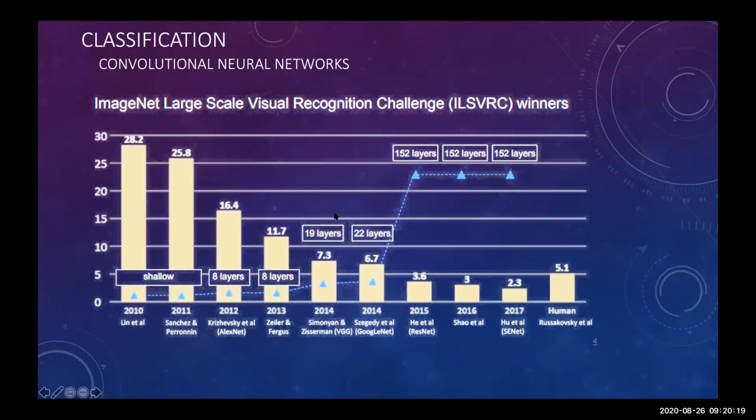You can see with convolutional neural networks how much better the accuracy has gotten, down to a 2.3% error rate. And everything pre-2012 is a much higher error rate. The first neural network went down to 16%, and then it's gone down even more.